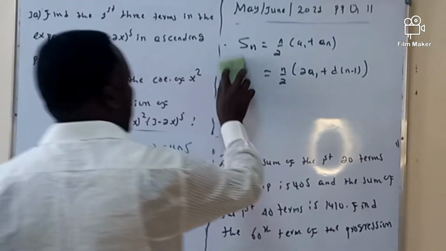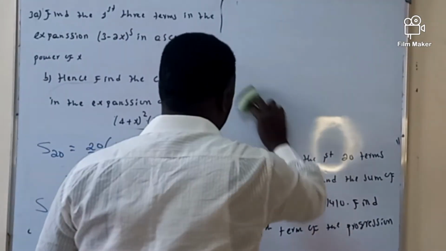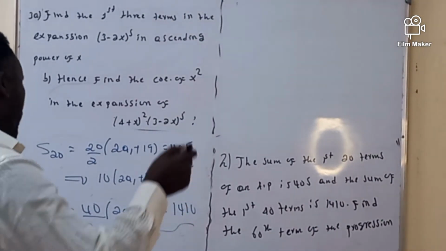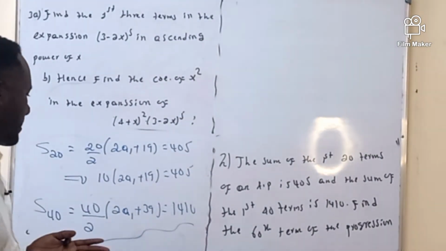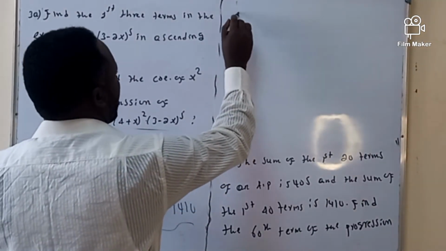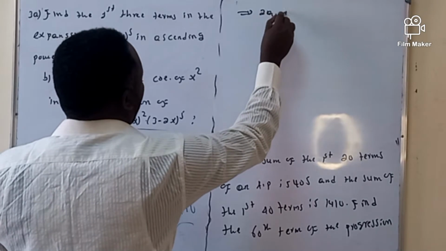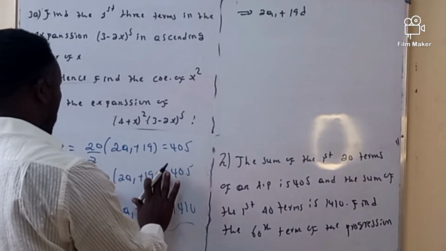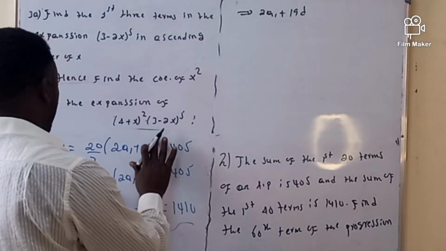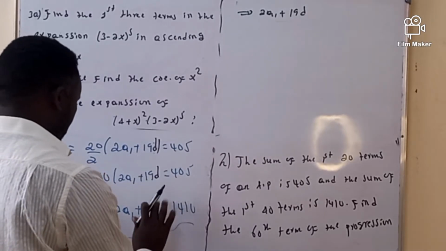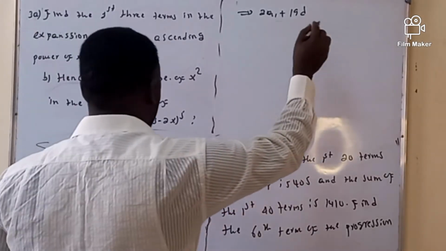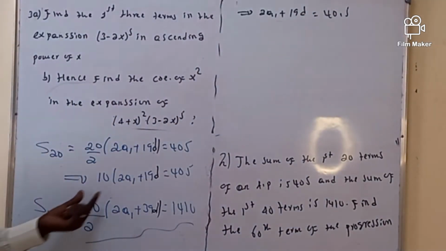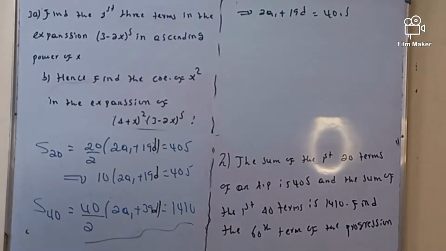Now, once we have it this way, how are we going to find the values of a and d? Look, now we have to solve this problem simultaneously. This implies 2a1 plus 19d, let's call it equation one. Please follow it. Now this is going to be 14.5, because when we divide both sides by 10, we can have that one.